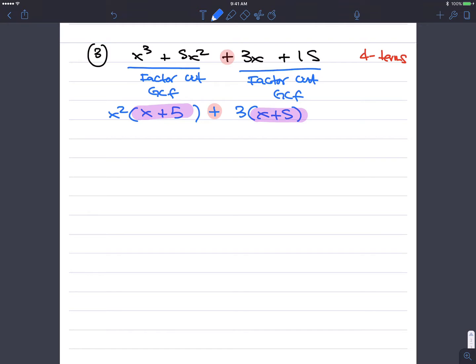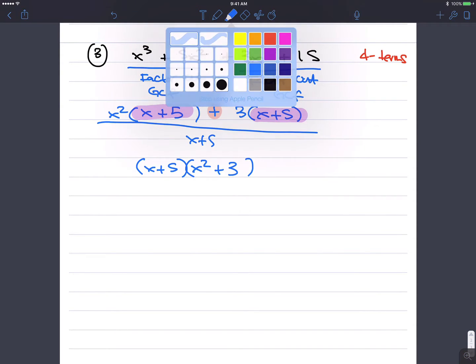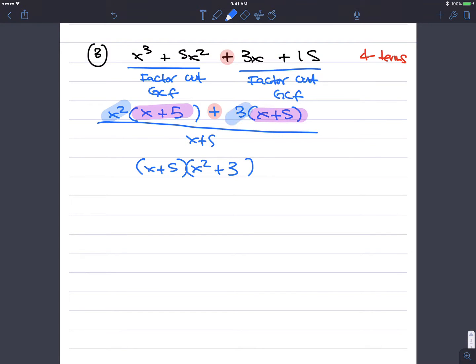What am I going to write down? Write down that common term, x plus 5, and then what goes here? See if you're awake. It's going to be x squared plus 3, that's right. How do you know? Because if you were to go back now and divide by x plus 5, that common term, and you distribute your division, doesn't the x plus 5s go away? Right? And then you're left with the x squared and the 3.